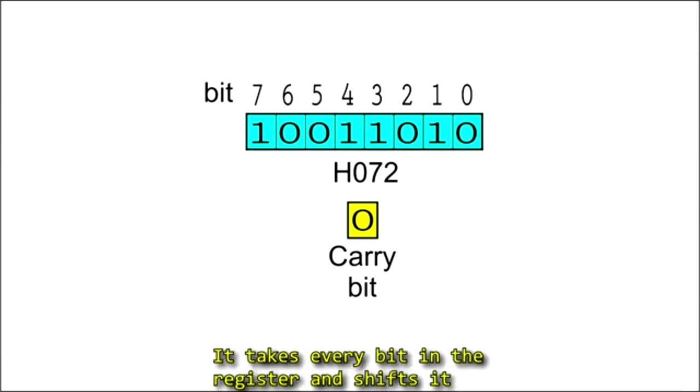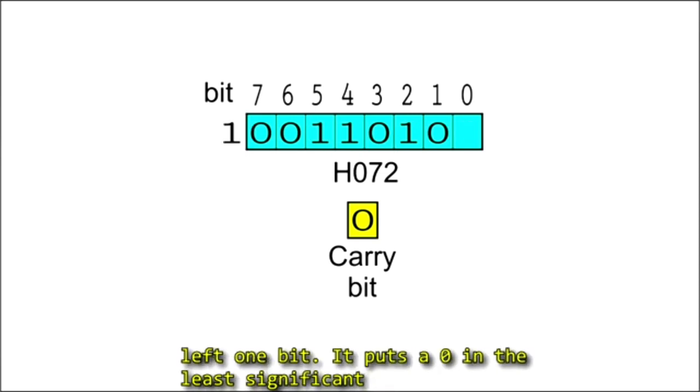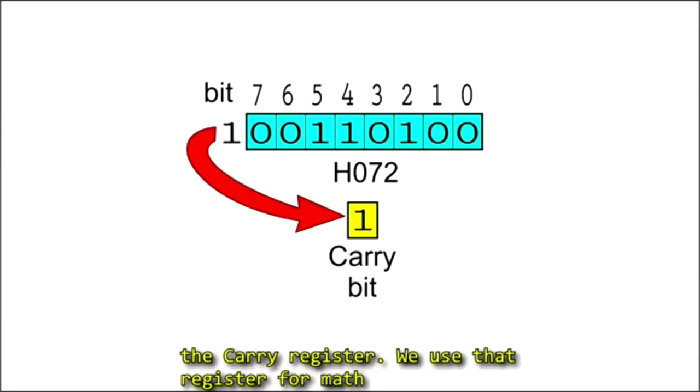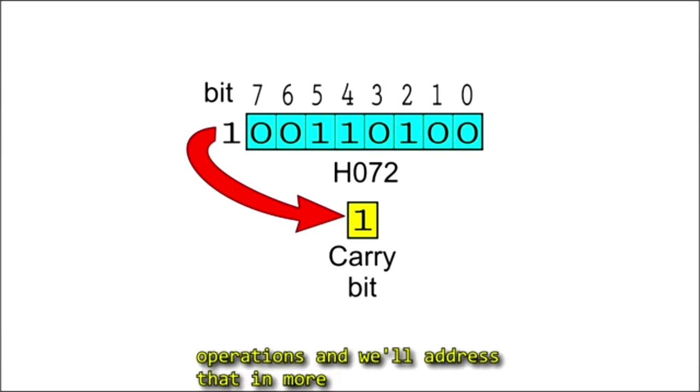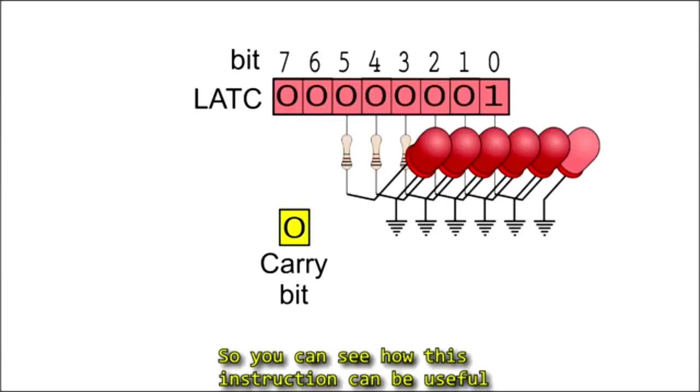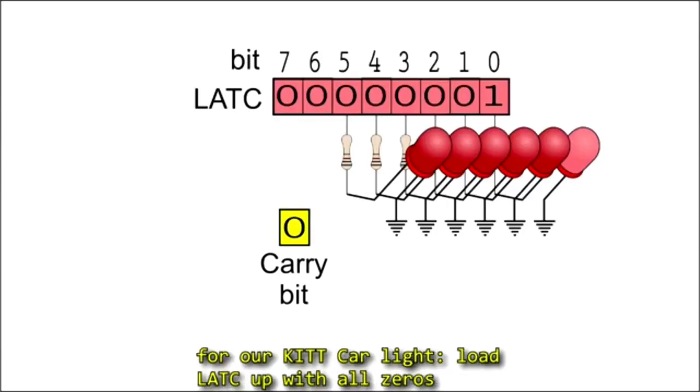It takes every bit in the register and shifts it left 1 bit. It puts a 0 in the least significant bit, and the bit coming out the other end gets shoved onto a special single bit register called the carry register. We use that register for math operations, and we'll address that in more detail later on. So you can see how this instruction could be useful for our KITT car light.